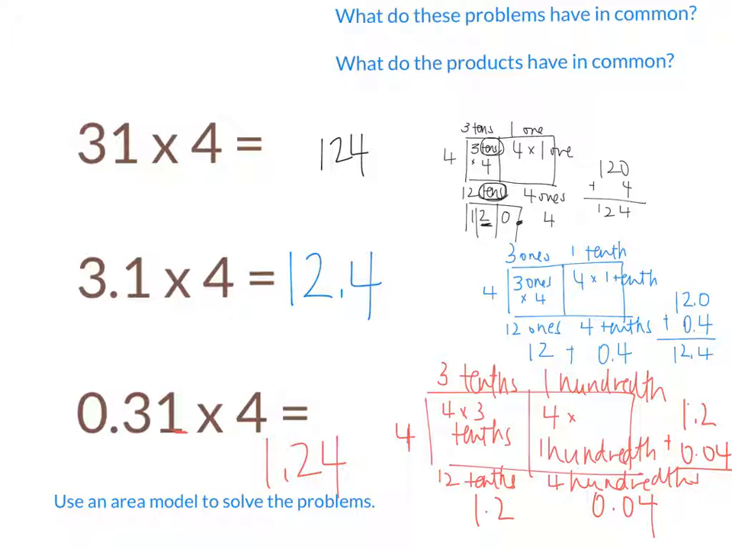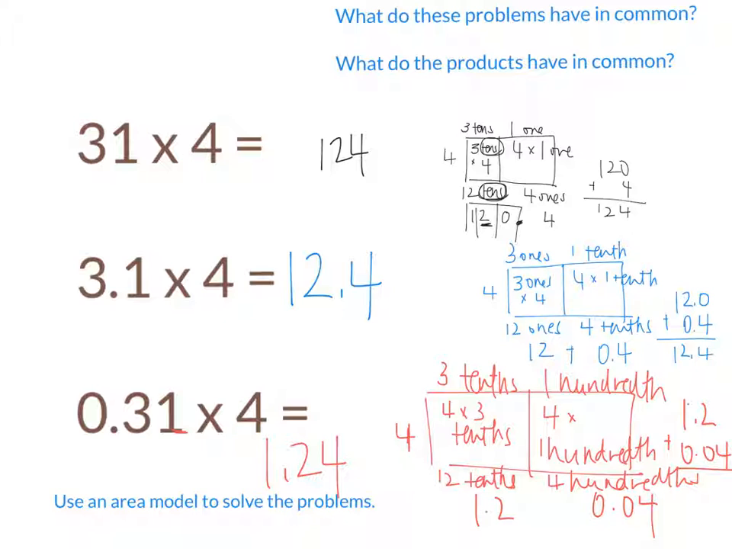Now I want you to take a look. What do these products have in common? 124, 12.4, 1.24. What do they have in common? Talk to your table group. Okay, I heard your discussions loud and clear. You said, oh, they all have a 1, 2, and a 4, and they're all in that order. The only thing that's different, someone said, is the decimal point.